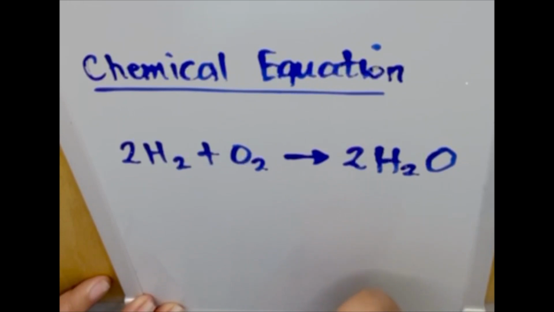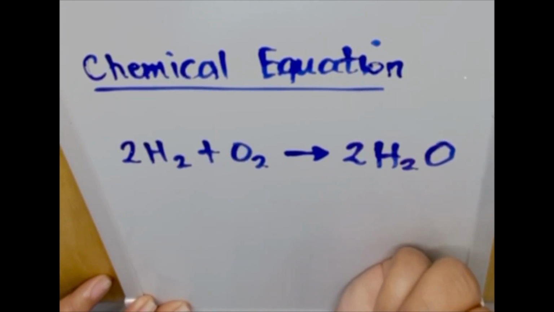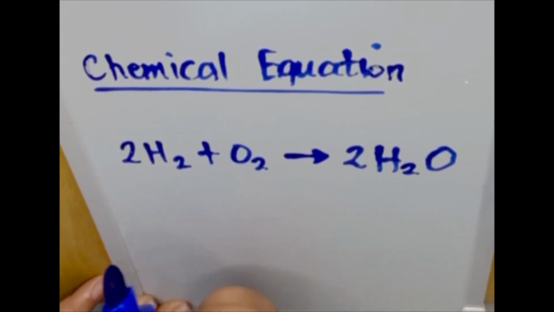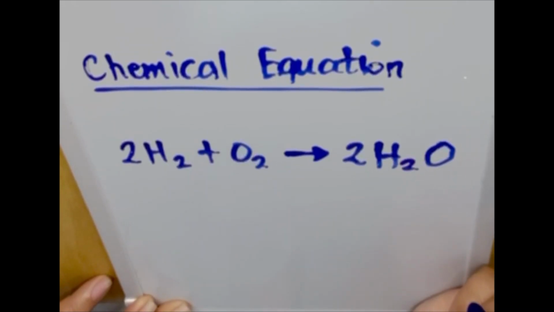Hello viewers, in today's video we'll talk about chemical equations and how to balance a chemical equation. A chemical equation is a representation of a chemical reaction. In an equation like this, we can see the formulas, the elements, and the number of atoms in the reactants and the product side.